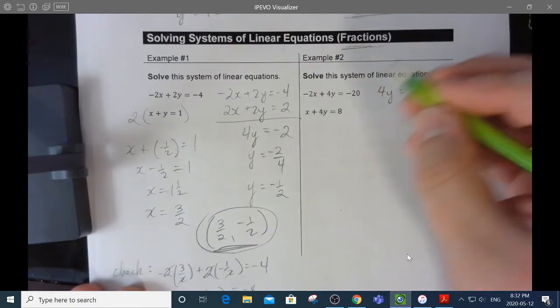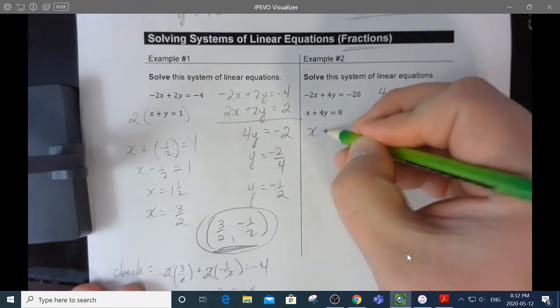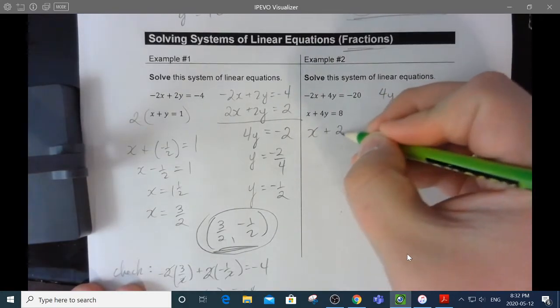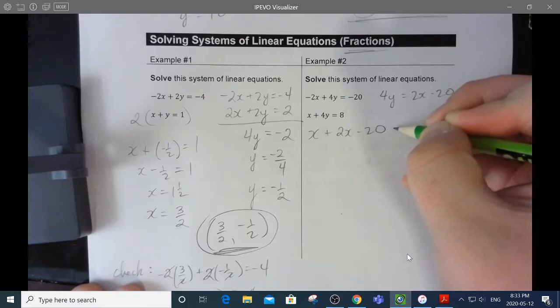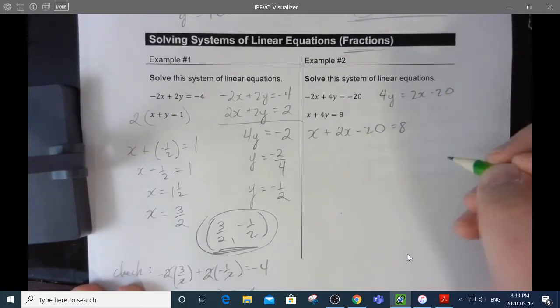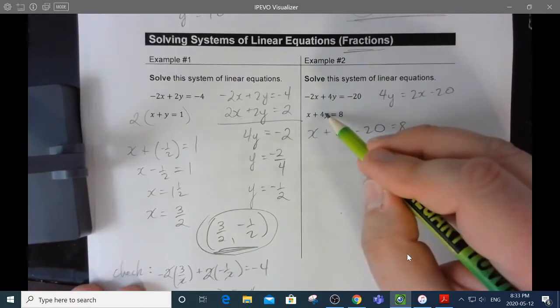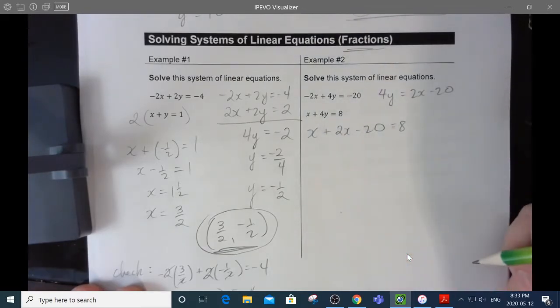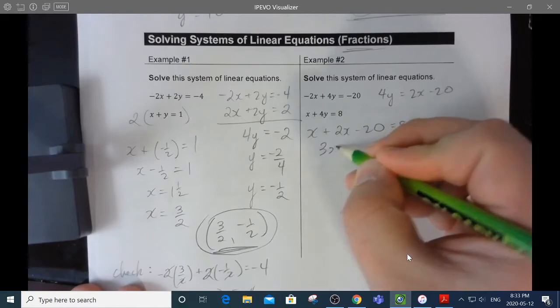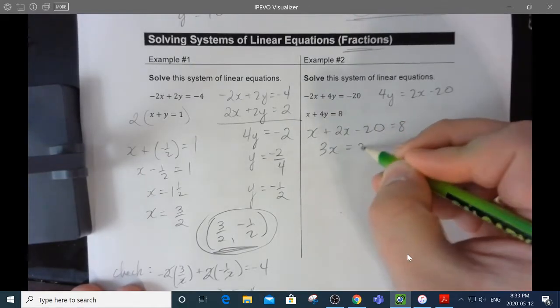And then I will replace the 4y in this equation with 2x minus 20. And that equals 8, right? x plus 4y equals 8, and that's 4y. So x plus 2x is 3x. I'll add 20 to both sides to save some time.